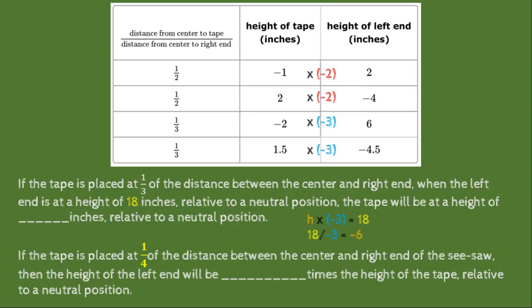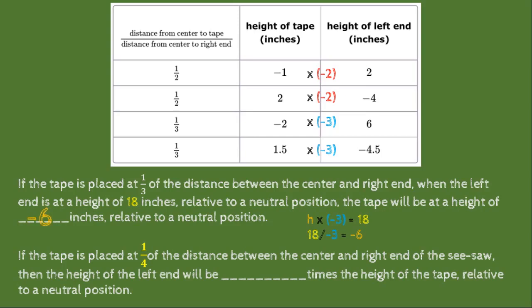So to figure out in our question what the blank would be, the height of blank inches, we represent it by trying to figure out the height times -3, because we know the tape is placed at 1/3 of the distance between the center and right end. So h times -3 equals 18, which we are also told, the height of 18 inches. Another way to find the answer is by making 18 divided by -3. A positive number divided by a negative number will give us a negative value. So 18 divided by 3 is 6, and we know it's a negative, so that would be -6.